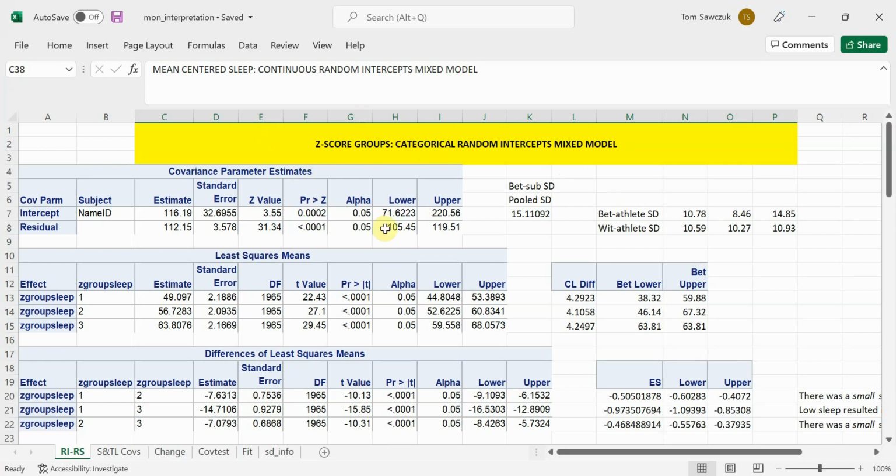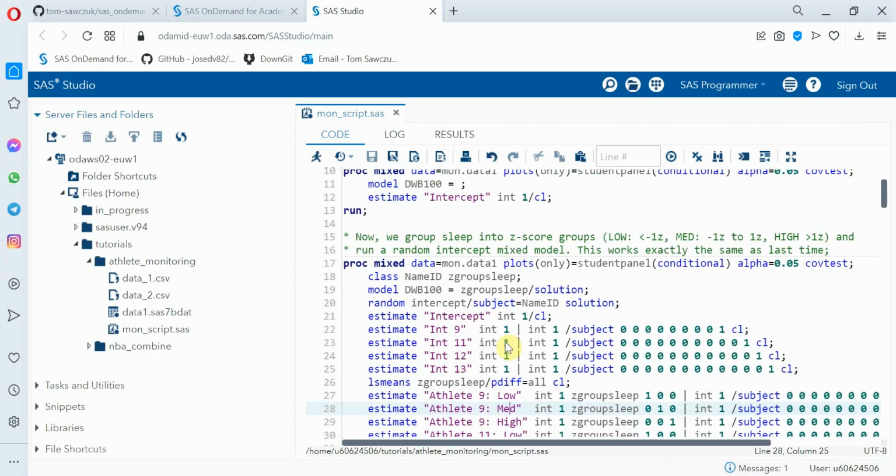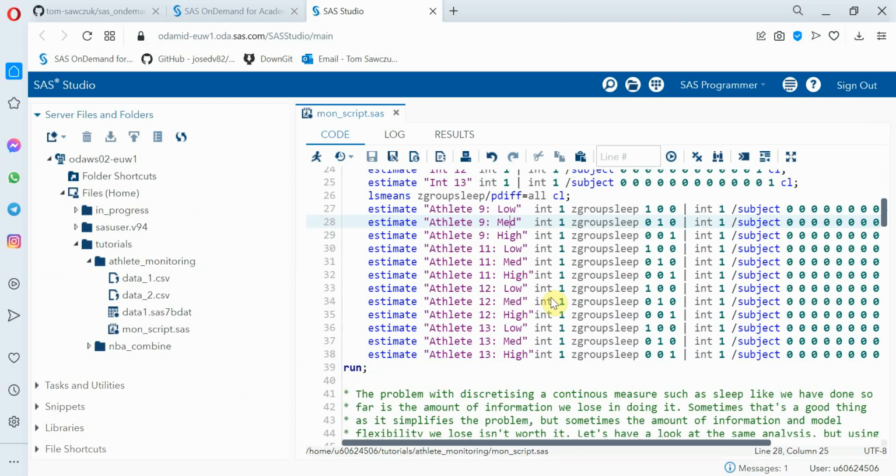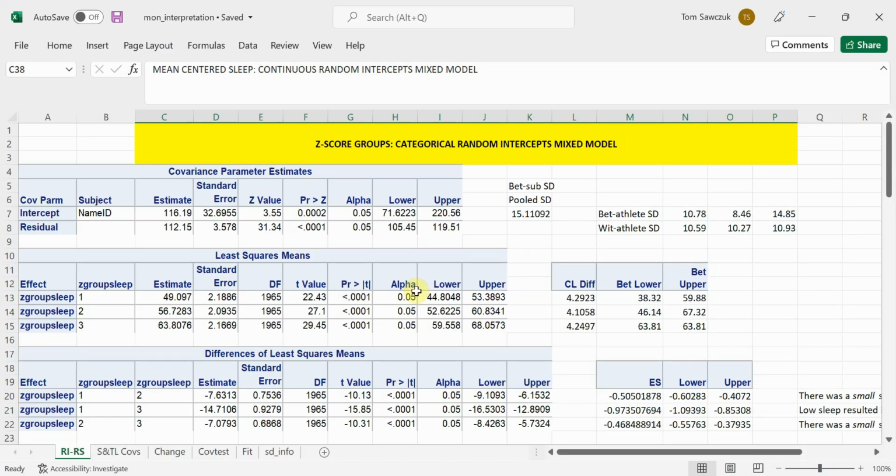We're going to start with the group Z-score categorical random intercepts model. If you do want to run the output again, it's a proc mixed that starts at line 17, so it runs from line 17 to line 39. And as you can see, I've picked out the most important parts as I see them in terms of understanding what's going on with the model and what we can glean from it.